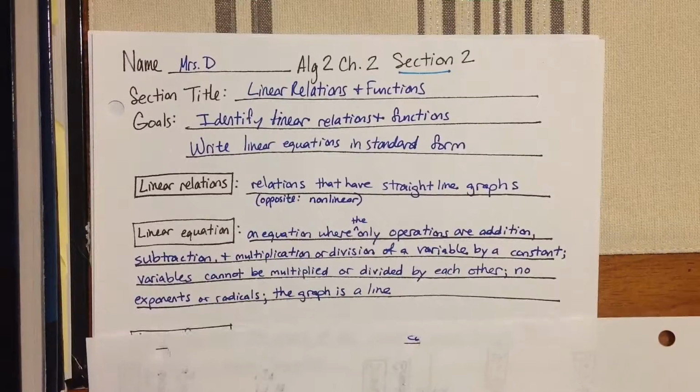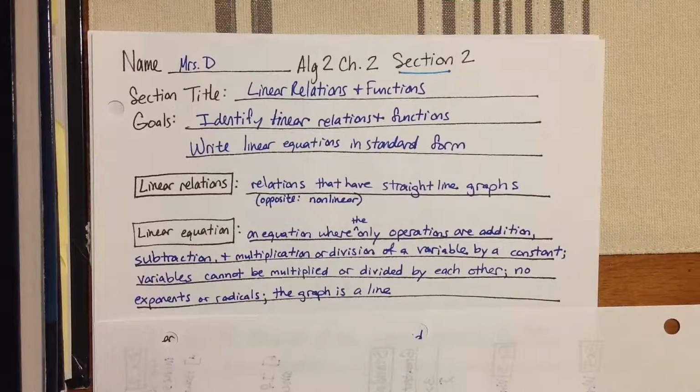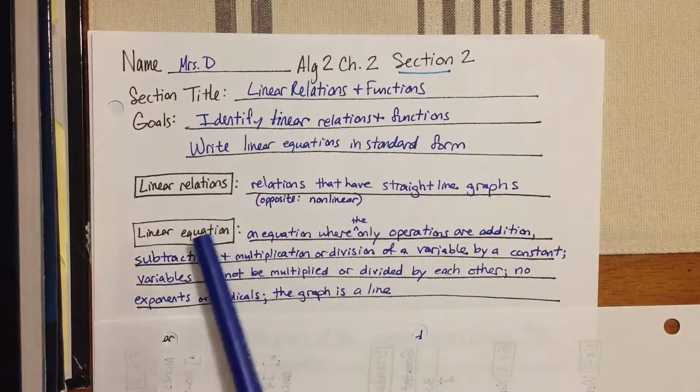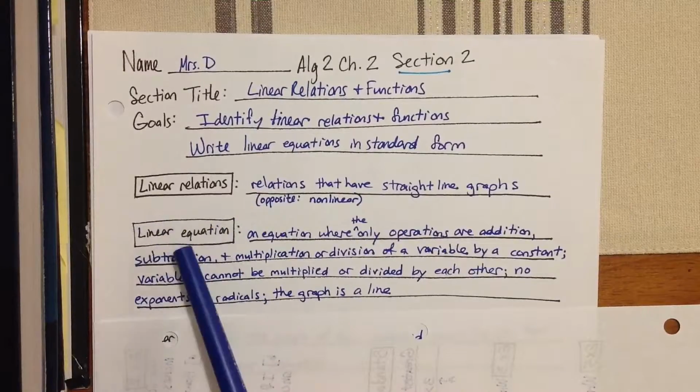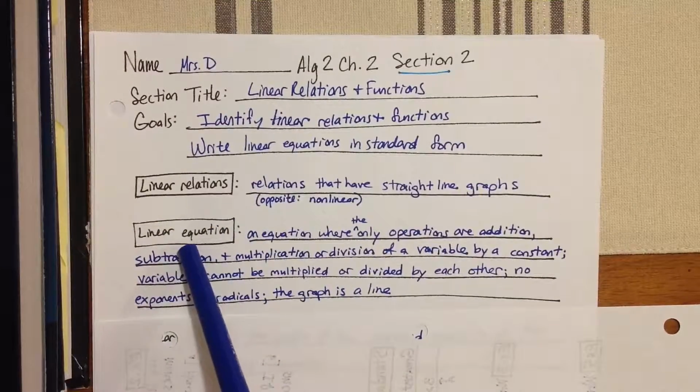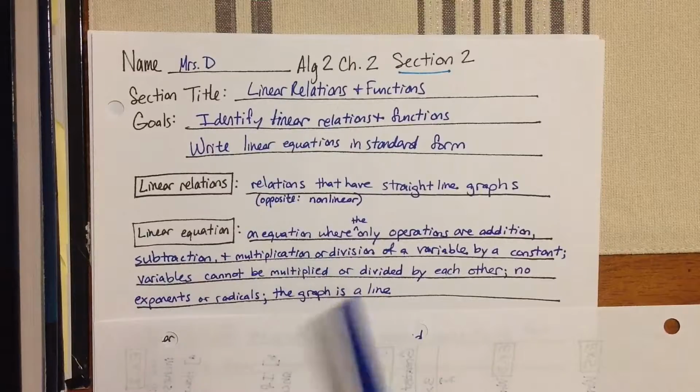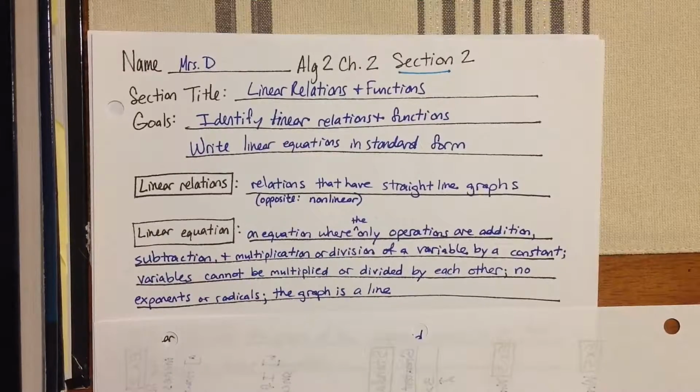Our next definition, a little bit longer, a linear equation, and this is the one that we're going to work with a lot in algebra, solving these, graphing these, working with these, is an equation where the only operations are addition, subtraction, and multiplication or division of a variable by a constant. Variables cannot be multiplied or divided by each other. No exponents or radicals, and the graph is a line. It is a linear relation.